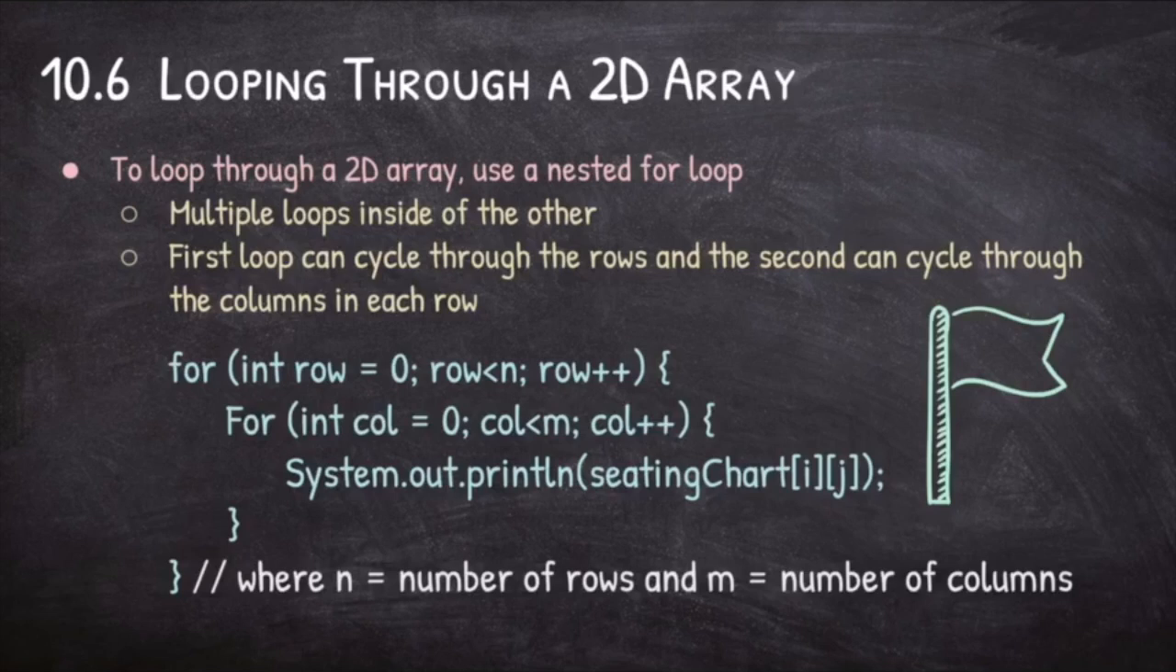As you can see, it is cycling through all the rows on the first line, and on the second line, it's cycling through all of the columns and then printing out each of their values. So n is equal to the number of rows, and m is equal to the number of columns.